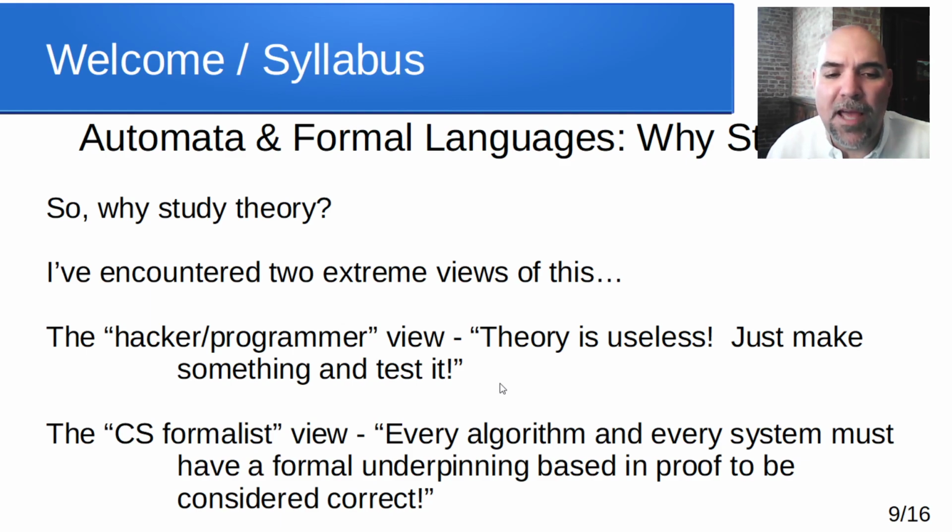I run into a lot of hacker/programmer types, and their view is, theory's stupid. I'm not going to study that. I'm just going to bang some code together. And the CS formalist views are like, oh, I don't want to write code. I want to prove things. And neither of those is really a good balance.